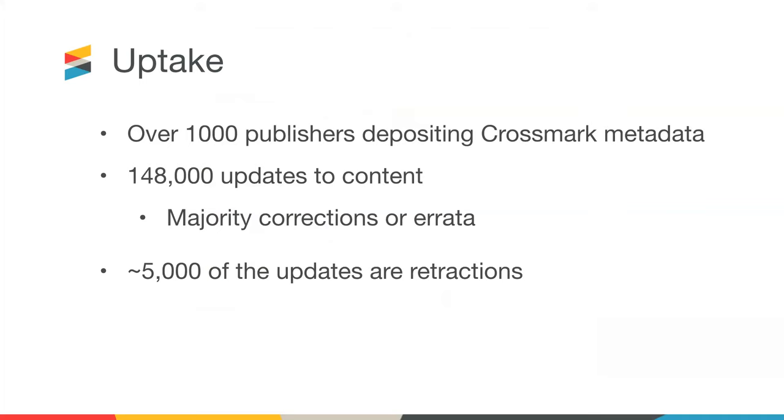From those 1,000 publishers who are depositing Crossmark metadata, we've got about 150,000 updates available to content. Most of those, the vast majority of those, are corrections or errata. Around 5,000 of those updates are retractions. So it's a small percentage, but it's really important that if something is retracted, readers are able to know that. They may have referenced that in their own writing and may want to correct that if they've referenced something that's been shown to be incorrect.